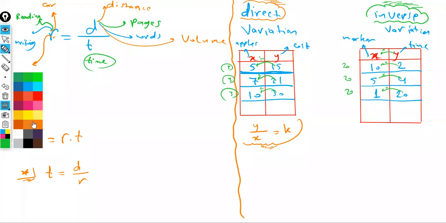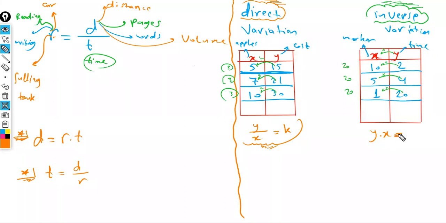So we can say that the equation of inverse variation is a product between the 2 variables. y times x is a constant number. And this is a big difference between the inverse and direct variations. Here, the division is constant. Here, the multiplication is constant. Okay?